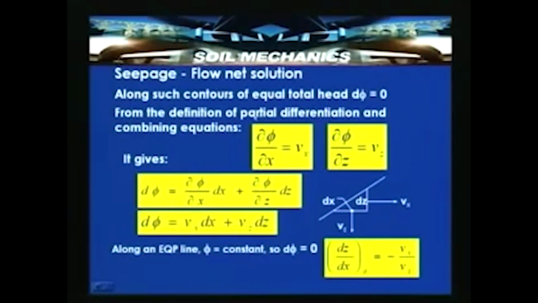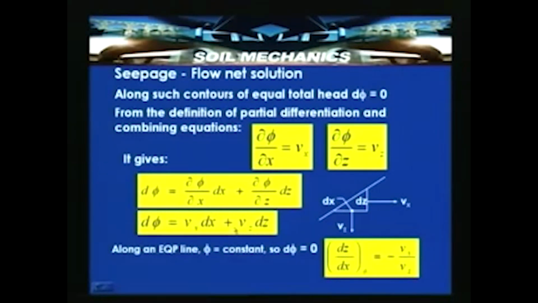So, from the definition of partial differentiation and combining the equations ∂φ/∂x = Vx and ∂φ/∂z = Vz, it gives dφ = (∂φ/∂x) dx + (∂φ/∂z) dz. Now, substituting Vx for ∂φ/∂x and Vz for ∂φ/∂z, we can write dφ = Vx dx + Vz dz.